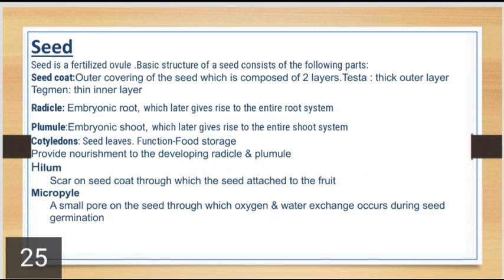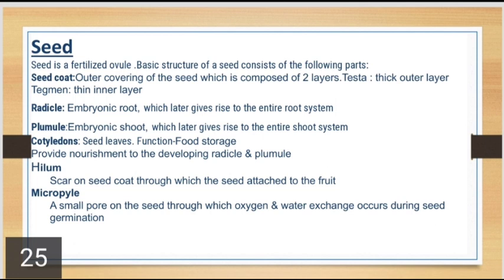Seed. Seed is a fertilized ovule. Basic structure of a seed consists of the following parts. Seed coat. Outer covering of the seed, which is composed of two layers: testa, the thick outer layer, and tegmen, the thin inner layer. Radicle. It is the embryonic root which later gives rise to the entire root system.